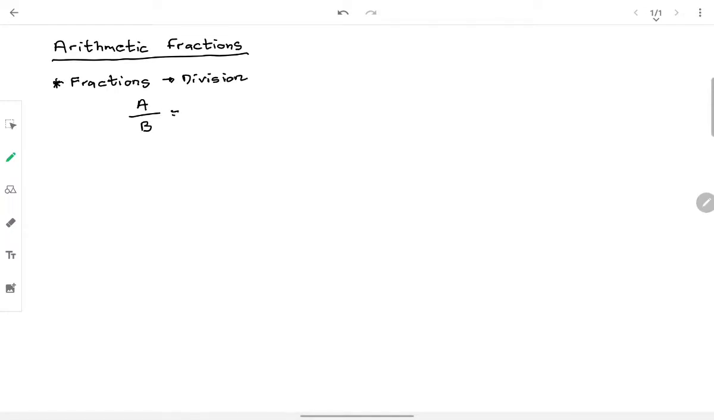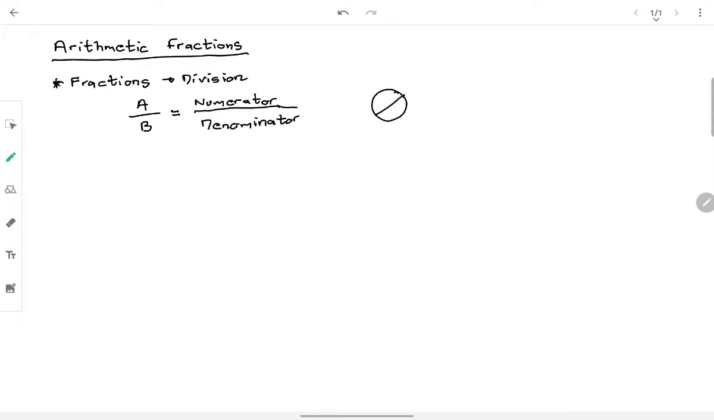So how do we call every part of the fraction? The top part is normally called numerator, and the bottom part is normally called denominator. There is another form to call the bottom and top part of a fraction, because let's put an example.